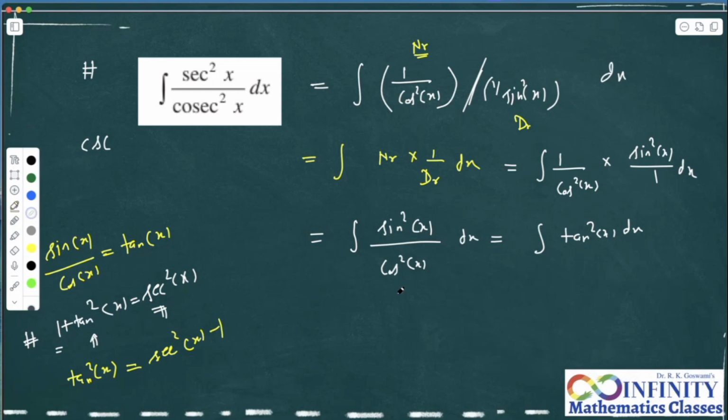It is secant square x. The integration of secant square x is tangent x, and the integration of 1 is x, with a minus sign. You need to add the constant of integration c. So this is how you should be able to do some questions.